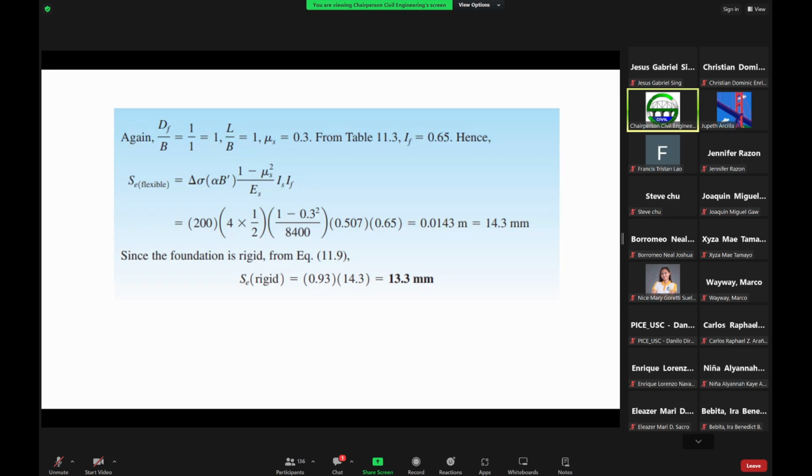So normally, our settlement criteria for shallow foundations is around 25 millimeters. So that means this result is okay. If we only have elastic settlement, then we are fine. Otherwise, if it will exceed the settlement criteria, then that's the time wherein we start to recommend ground improvement techniques.